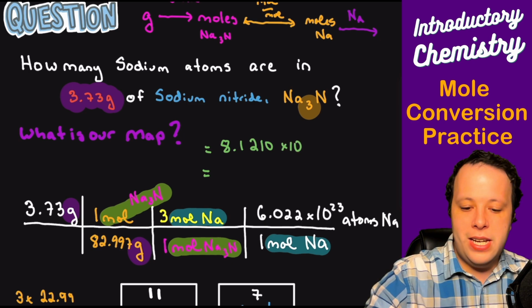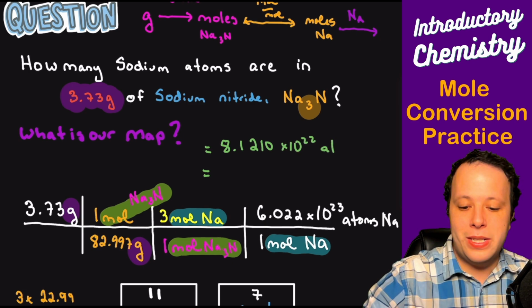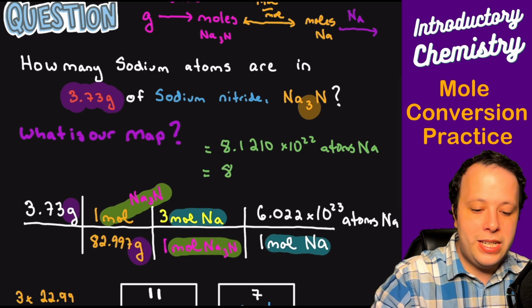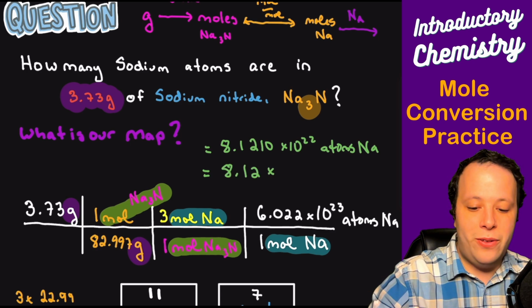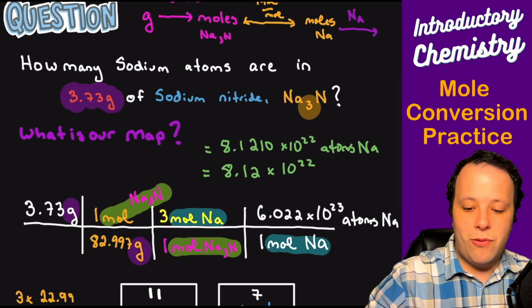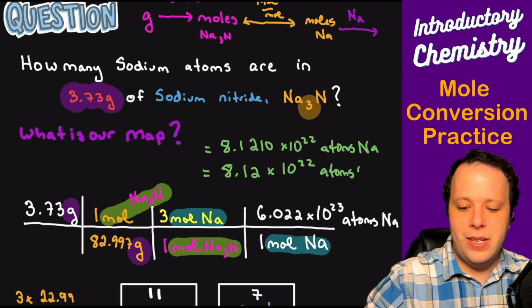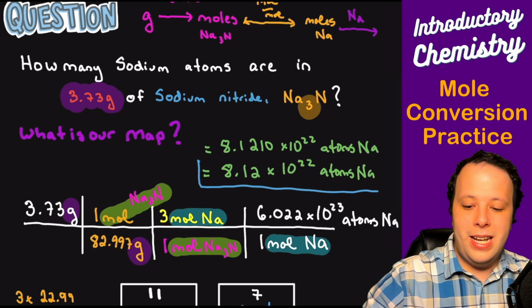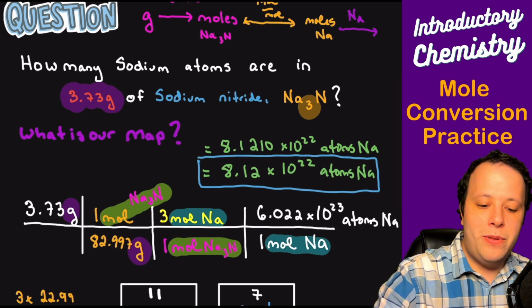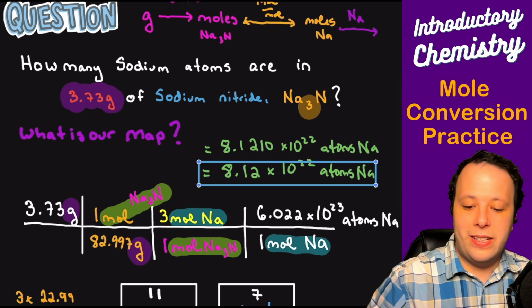8.1210 times 10 to the 22 atoms of sodium. And being that we started with 3 sig figs, we would need to round that down to 3 significant figures. Okay? And that would be your final answer for this problem. Let's take a look at another example of doing these different types of calculations.